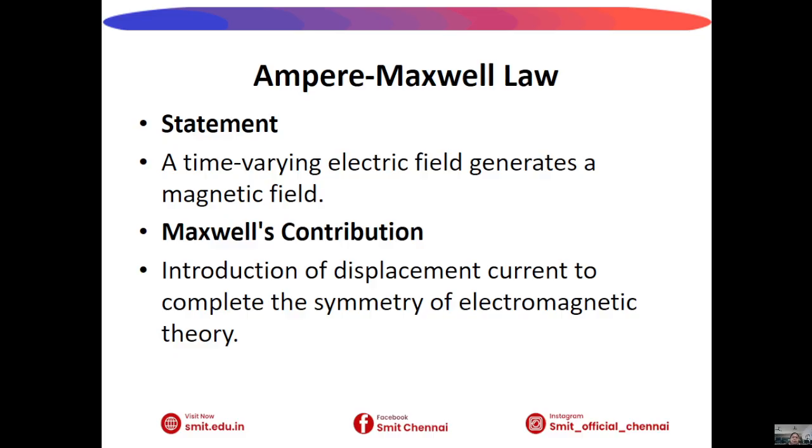Next, we see about the Ampere-Maxwell law. Ampere originally showed that electric current produces a magnetic field. Maxwell extended this law by introducing the concept of displacement current. According to the Ampere-Maxwell law, not only conduction current but also a time-varying electric field can generate a magnetic field. This addition resolved inconsistencies in electromagnetic theory and completed the symmetry between electric and magnetic fields. This was one of Maxwell's most important contributions.